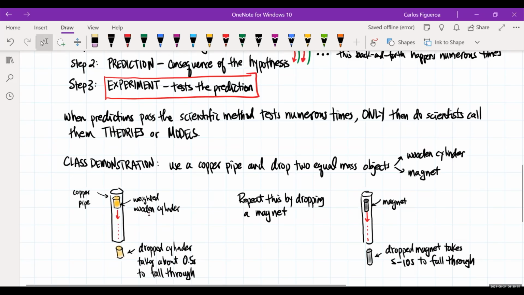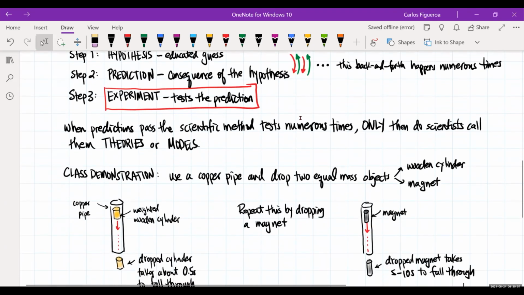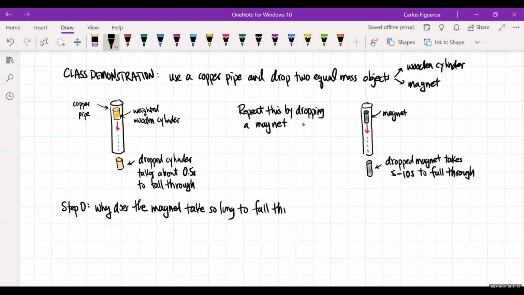So here I go to my step one. I want to study something that I find interesting. So then I go through the scientific process here. And in the scientific process, I'm going to ask the question, why does the magnet take so long to fall through?